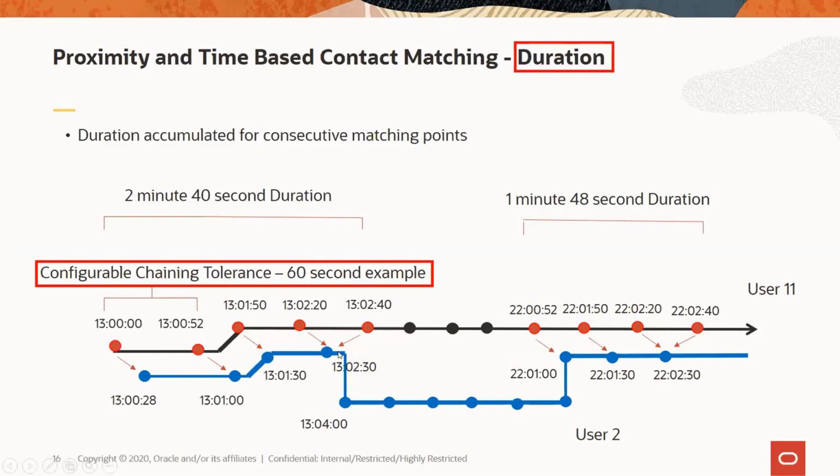Then each of the users went their own way and they came back together. So they had matches at around 1 p.m., and then they went their own way. And later on in the evening, at 10 p.m., they started matching again, right? So you have matches at 1 p.m. and you have matches at 10 p.m.